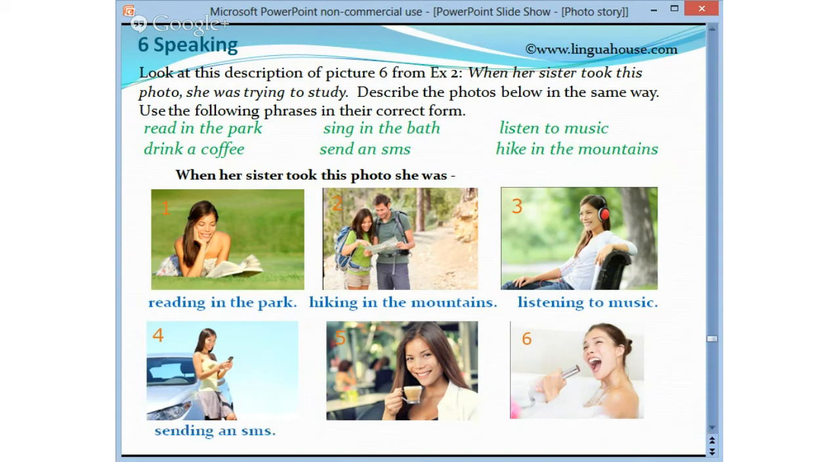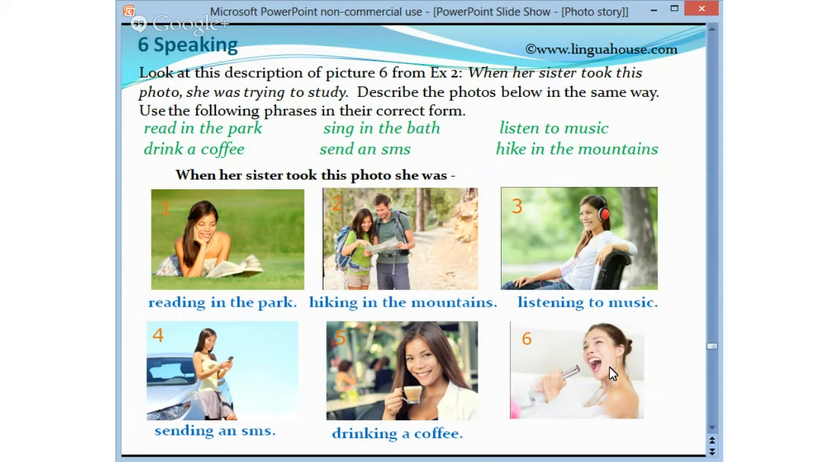Ruby? When her sister took this picture, this photo, she was drinking a coffee. Okay. There we go. And Thiago, the last one, please. When her sister took this photo, she was trying to sing in the bathroom.